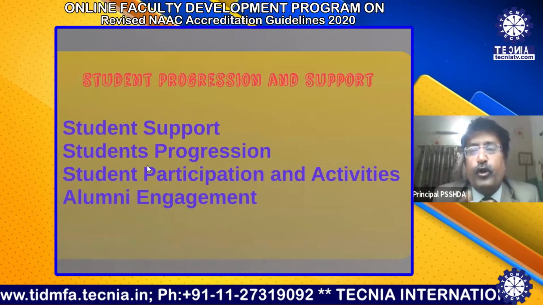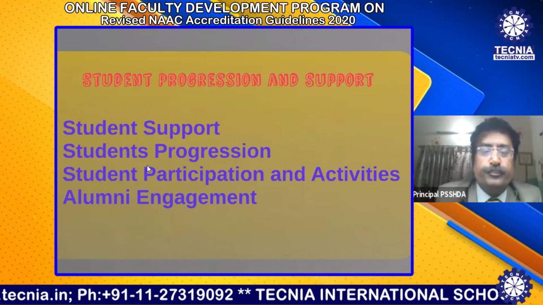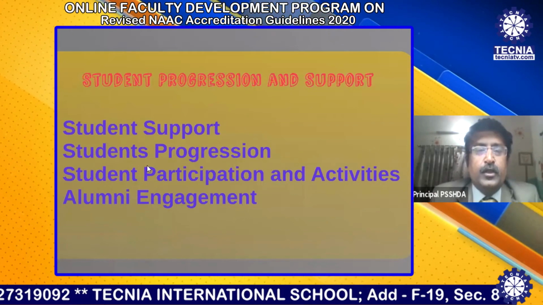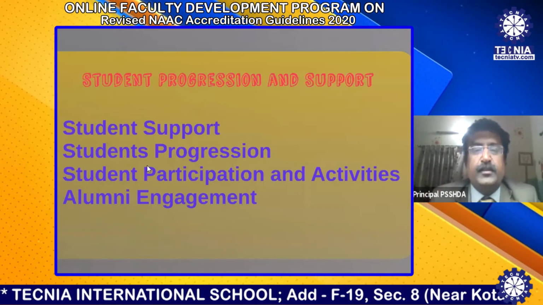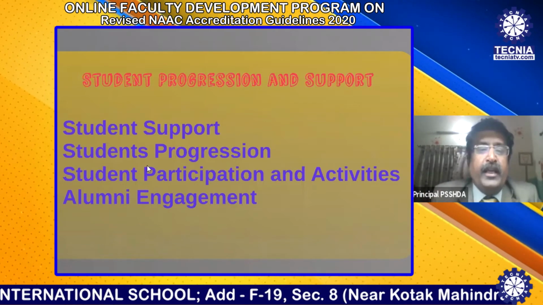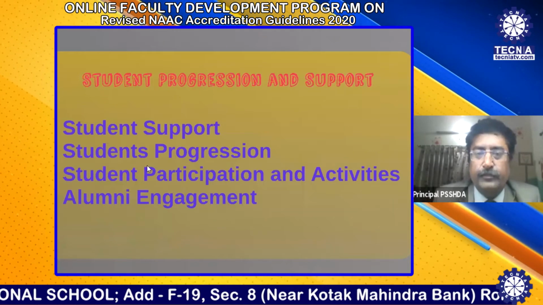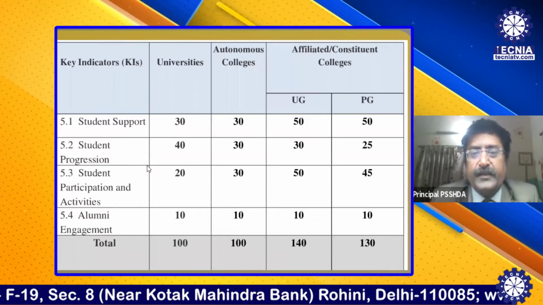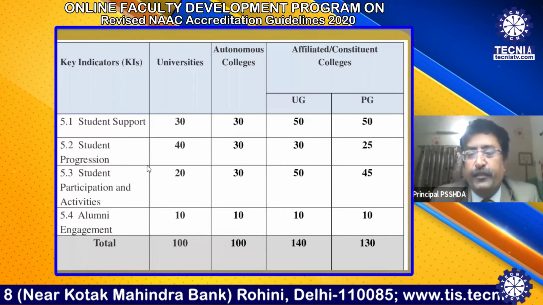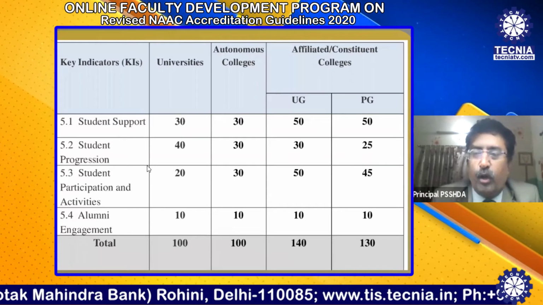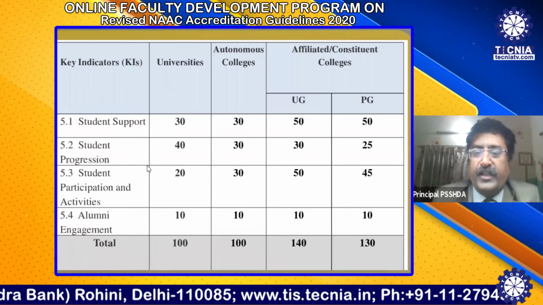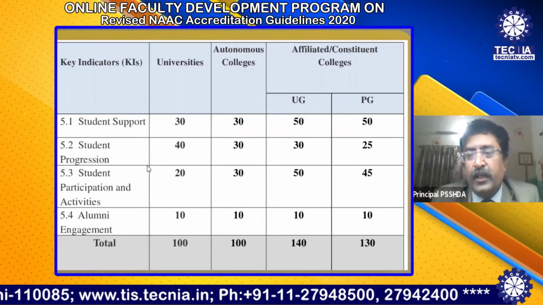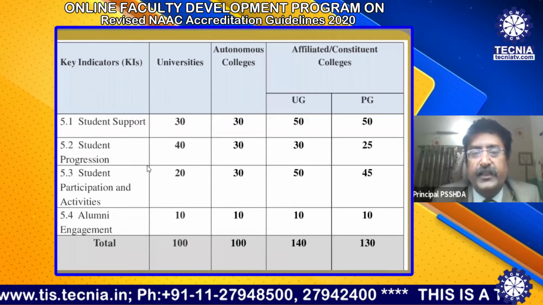So these are 4 indicators. By the names of these indicators, we can easily understand what the things under them are. Student support, students progression, students participation and activity, and the 4th one is alumni engagement. We know that under this criterion, a university has a weightage of 100 marks. For autonomous, it's a weightage of 100 marks. For UG college, which are only UG colleges, they are focusing more on students activity, and 140 marks weightage is given for UG college, while for PG college, the weightage is 130 marks.